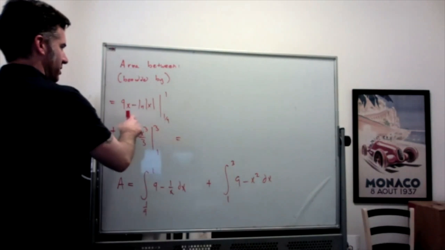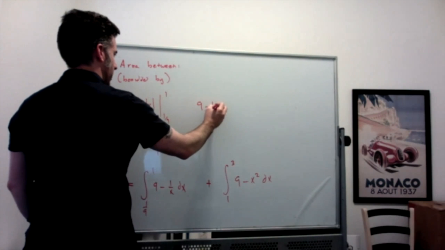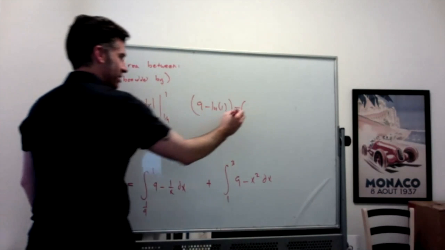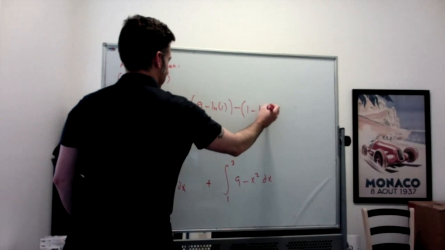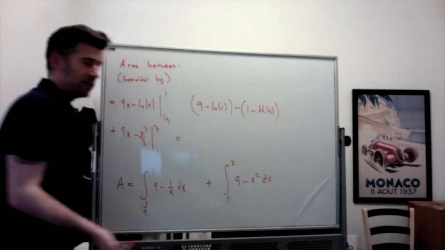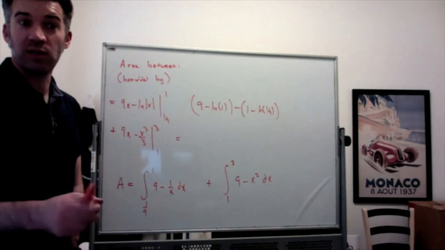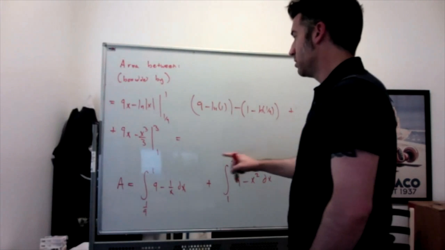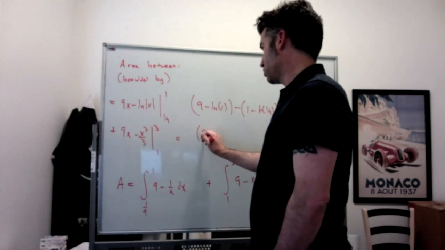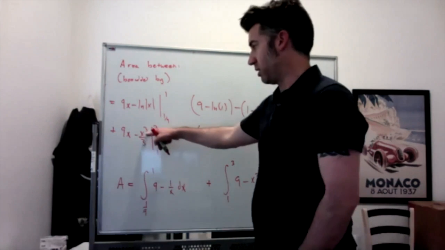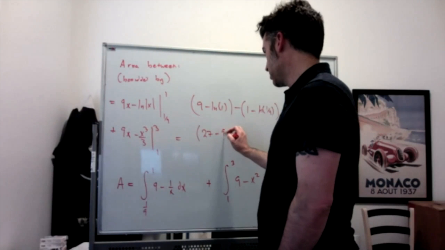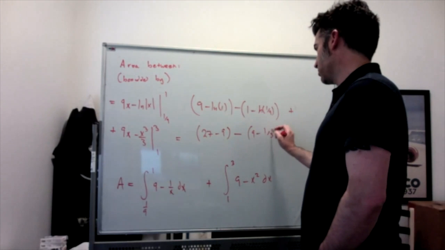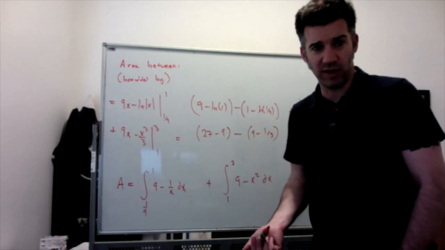That's going to end up being 9 minus natural log of 1 minus 9 times 1/9 is 1 minus natural log of 1/9. I didn't write the absolute values there because both my inputs were positive, so it didn't matter. Plus, plugging in 3 here, you're going to get 27 minus, plugging in 3 here, 27 over 3 is 9. Minus, plugging in 1, you get 9 minus 1/3. Okay, it's not pretty, but it's something.